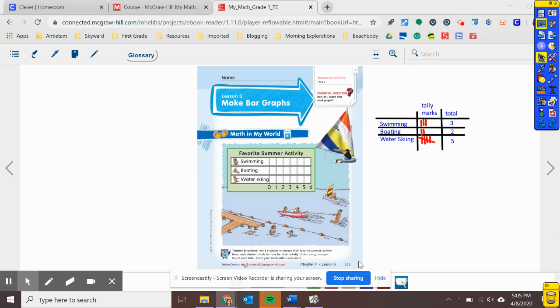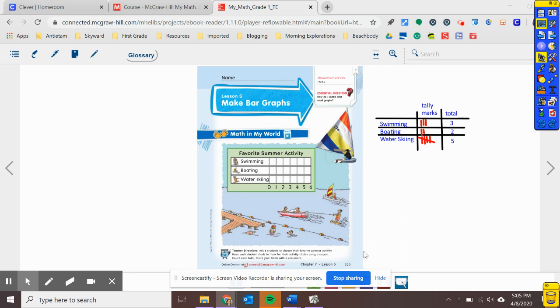So I need you to make sure you have your pencil ready to go, your math book sitting in front of you, and you are turned to page 535. That's 535. If you need some time to get there, pause the video, and then you can unpause it when you're ready to move on.